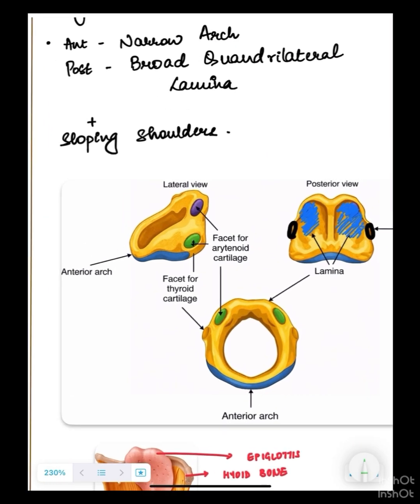As you can see in this diagram, this is the anterior side and this is the posterior side. Okay, and you can see it is sloping downwards. The shoulders are sloping downwards and it is narrower anteriorly. You can see it is narrower anteriorly and it is quite broader posteriorly. And you can see there are two lamella over here. This is a quadrangular lamella. This is on the posterior side.